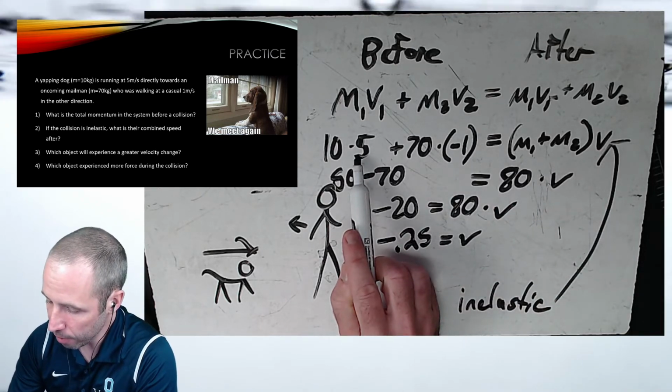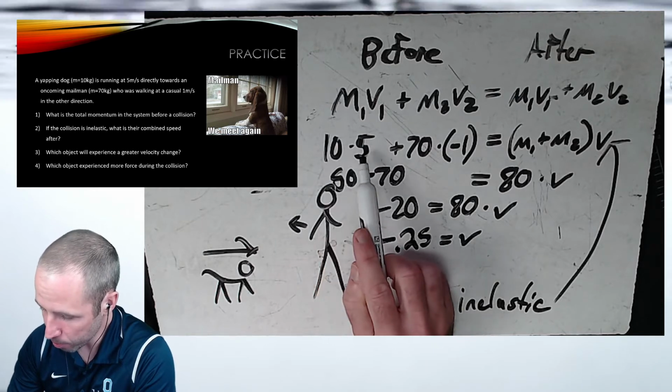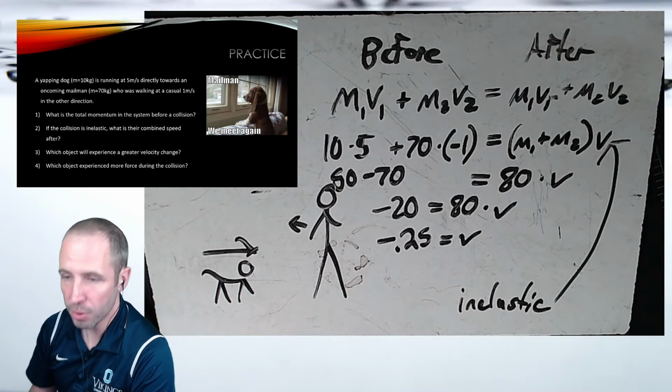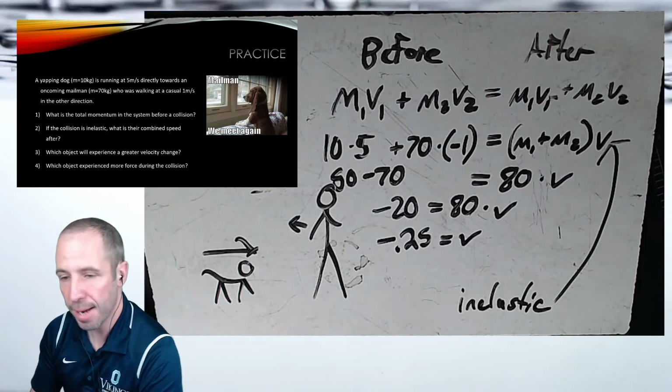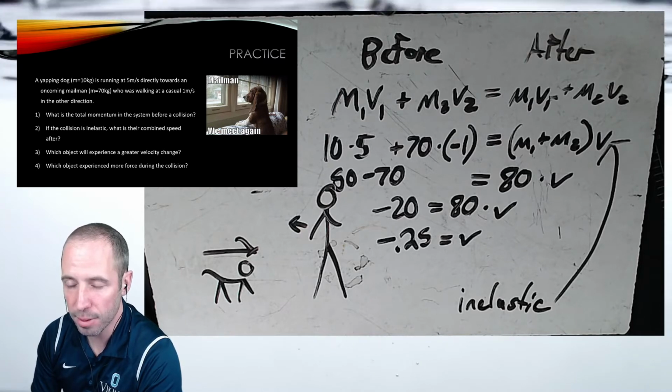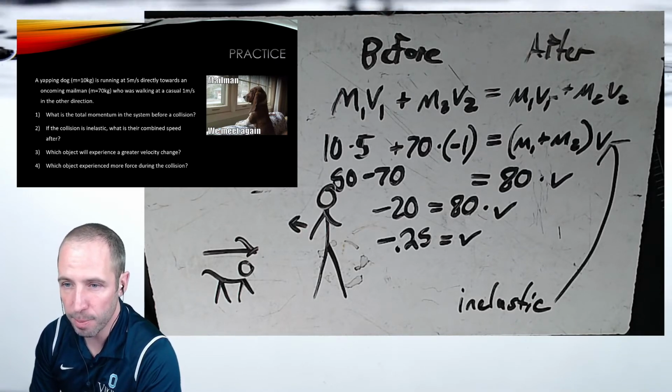Whereas the dog's velocity, because of their small mass, the impulse provided a bigger velocity change of 5¼ meters per second. So the lower mass object has a higher change in velocity as a result of the same impulse in both directions. And that, I think, is exactly what you guys would expect.